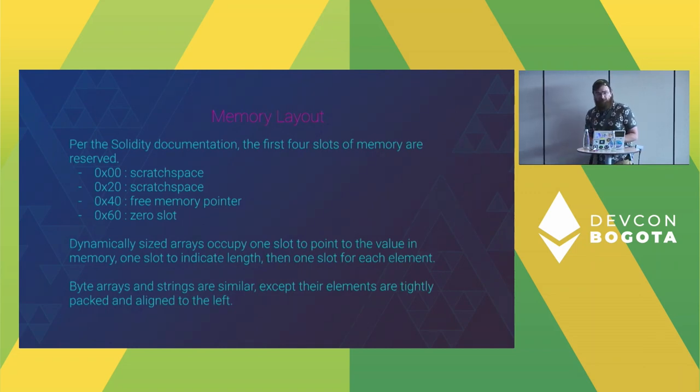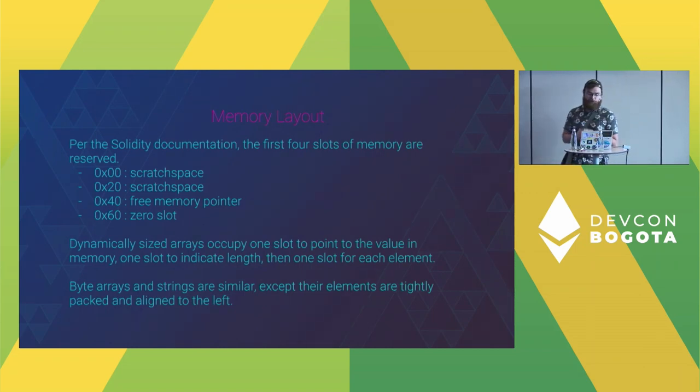Next is going to be the memory layout. Now, this one is really, really important because per the Solidity documentation, the first 4 slots of memory are reserved. Slot 0 and slot 0x20, or slot 32, are actually scratch space. So you can use these whenever you're doing things in inline assembly. The 0x40, though, is the free memory pointer.